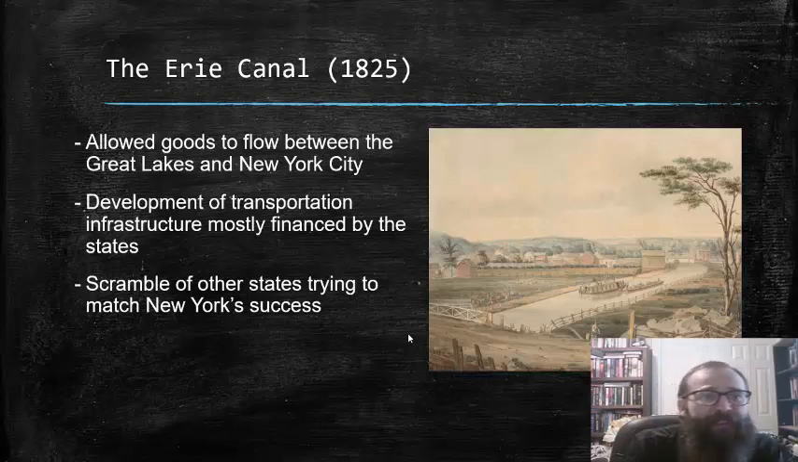Now, at the beginning, the development of transportation infrastructures like canals were mostly financed by individual states. The federal government had little involvement at this stage. The Erie Canal proved to be such an astounding success that it led to a scramble of other states trying to develop their own canal systems to match the success that New York had with the Erie Canal.